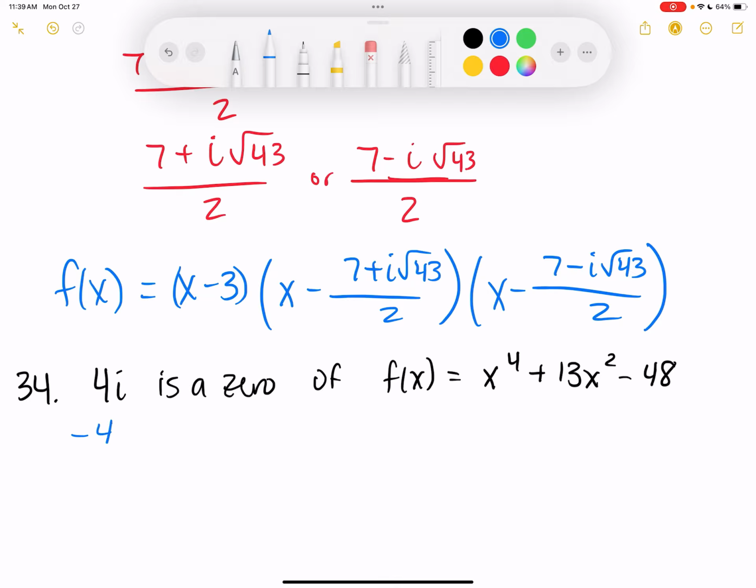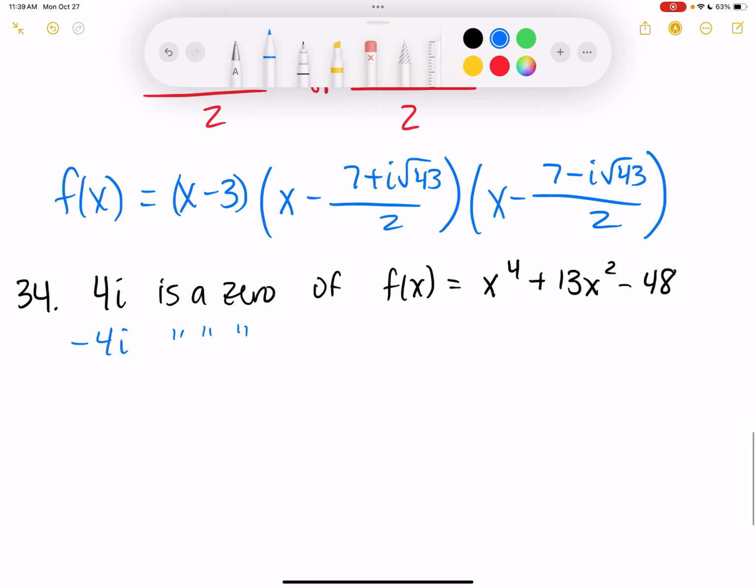Negative 4i is also a 0. So I know 2 of them already. It means I only have to find 2 more essentially, but I still have to use those to find them. So we're going to use one of these up here in synthetic for the first round. And then I have 1 x cubed is missing, so I put a 0. Then I have 13 for the x squared term. X is missing, so I also put a 0 there, and then minus 48.